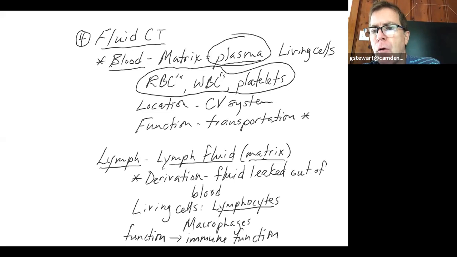Fights foreign microorganisms or infection that has gotten into the body. That's all I'm going to say about fluid connective tissue. And the good news is we're done with connective tissues. I'm going to layer over this whiteboard right now and just remind you, epithelial tissues, we've finished. Connective tissue, we've now finished.